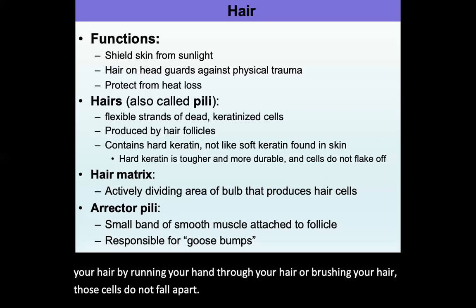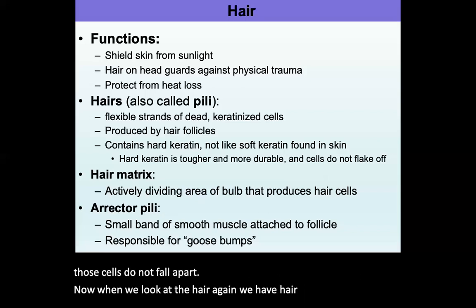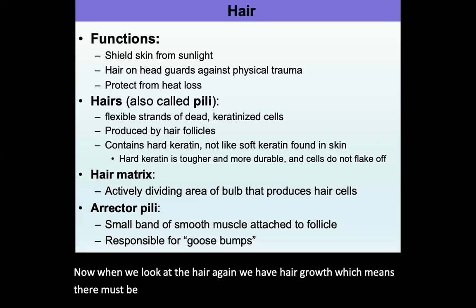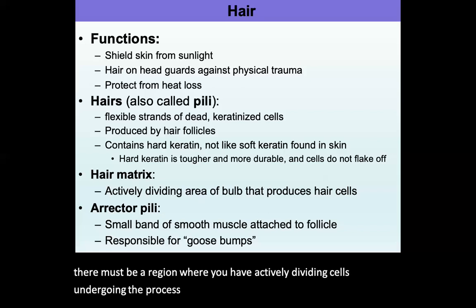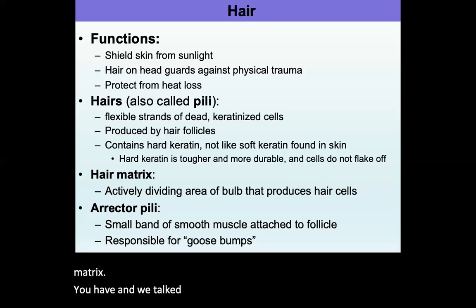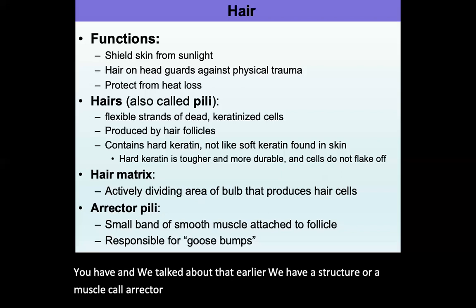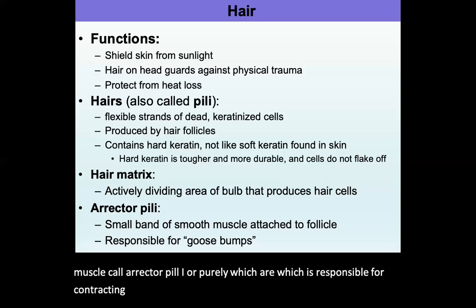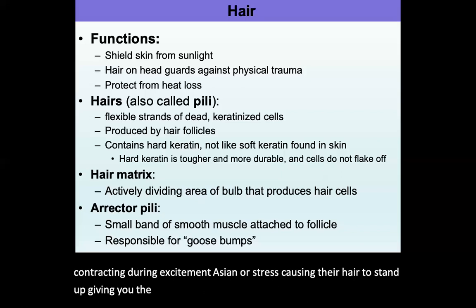Now, when we look at the hair, we have hair growth, which means there must be a region where you have actively dividing cells undergoing mitosis. That region is referred to as the hair matrix. We also talked earlier about a muscle called the arrector pili, which is responsible for contracting during excitation or stress, causing the hair to stand up, giving you that whole goosebump feeling.